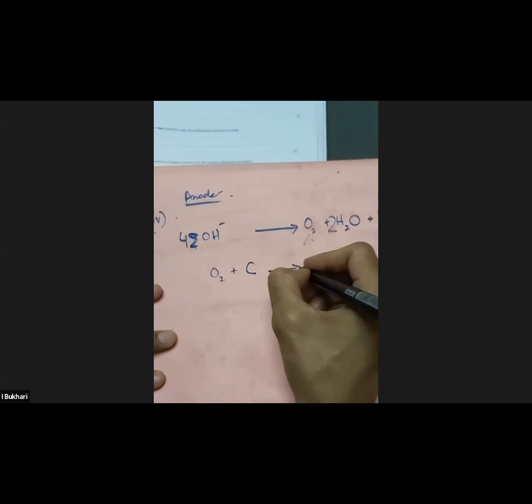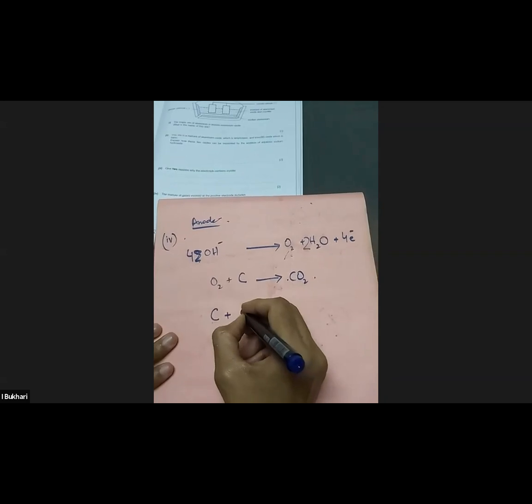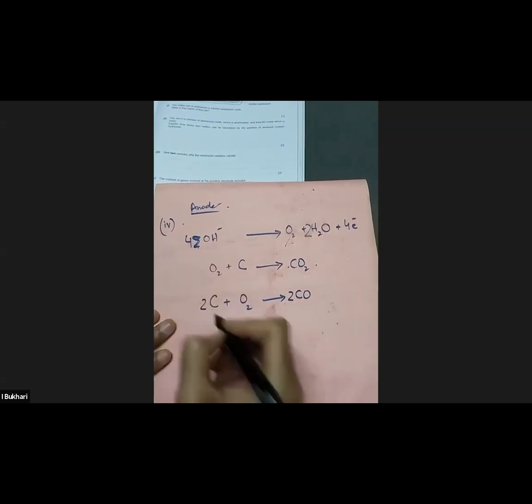So you can write this equation, and then this oxygen will react with the carbon of the anode. Remember, the anode and the cathode are carbon, or graphite, and it will form carbon dioxide. Or you can even write this equation, that carbon is reacting with oxygen to form carbon monoxide. And so how will you balance it? 2 here, and then 2 here.